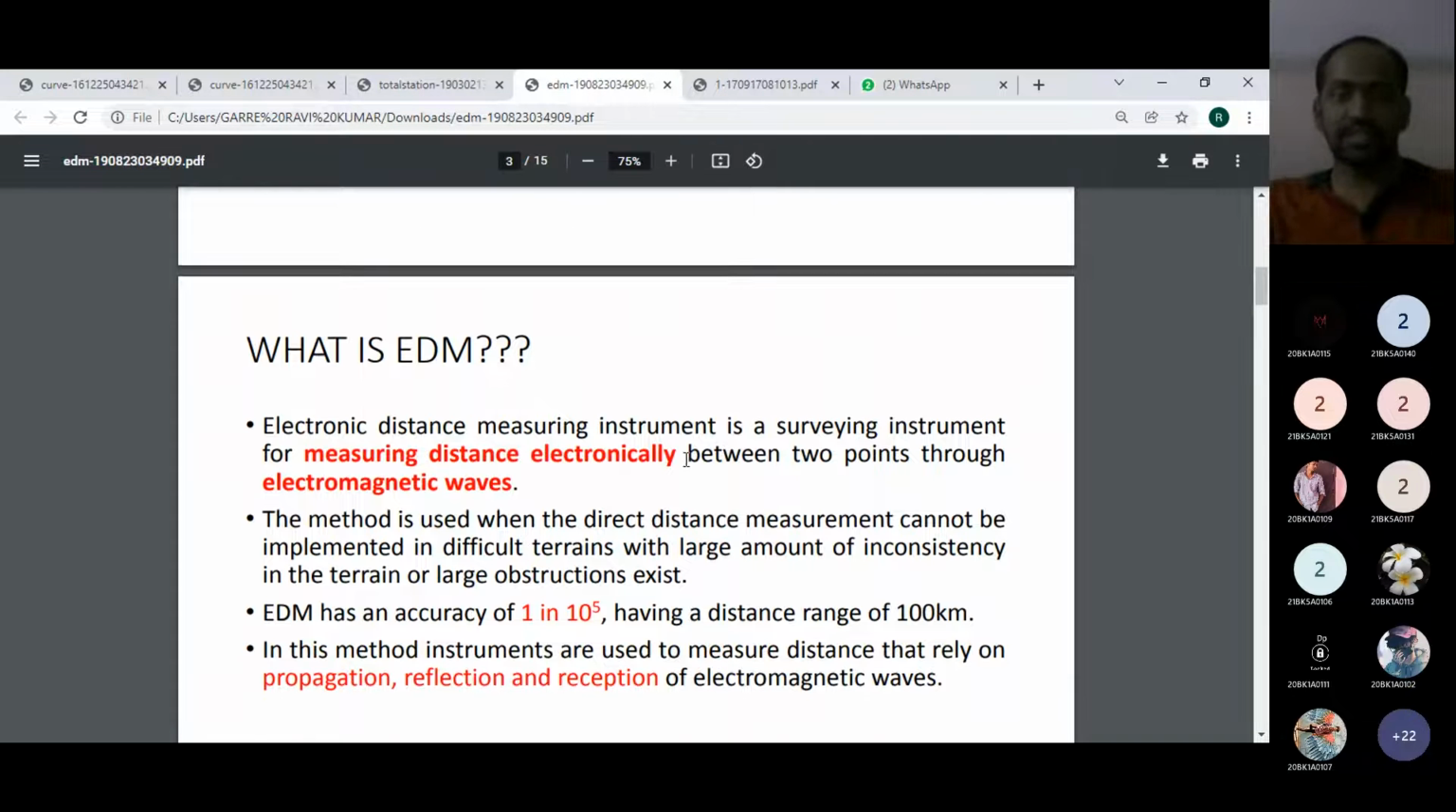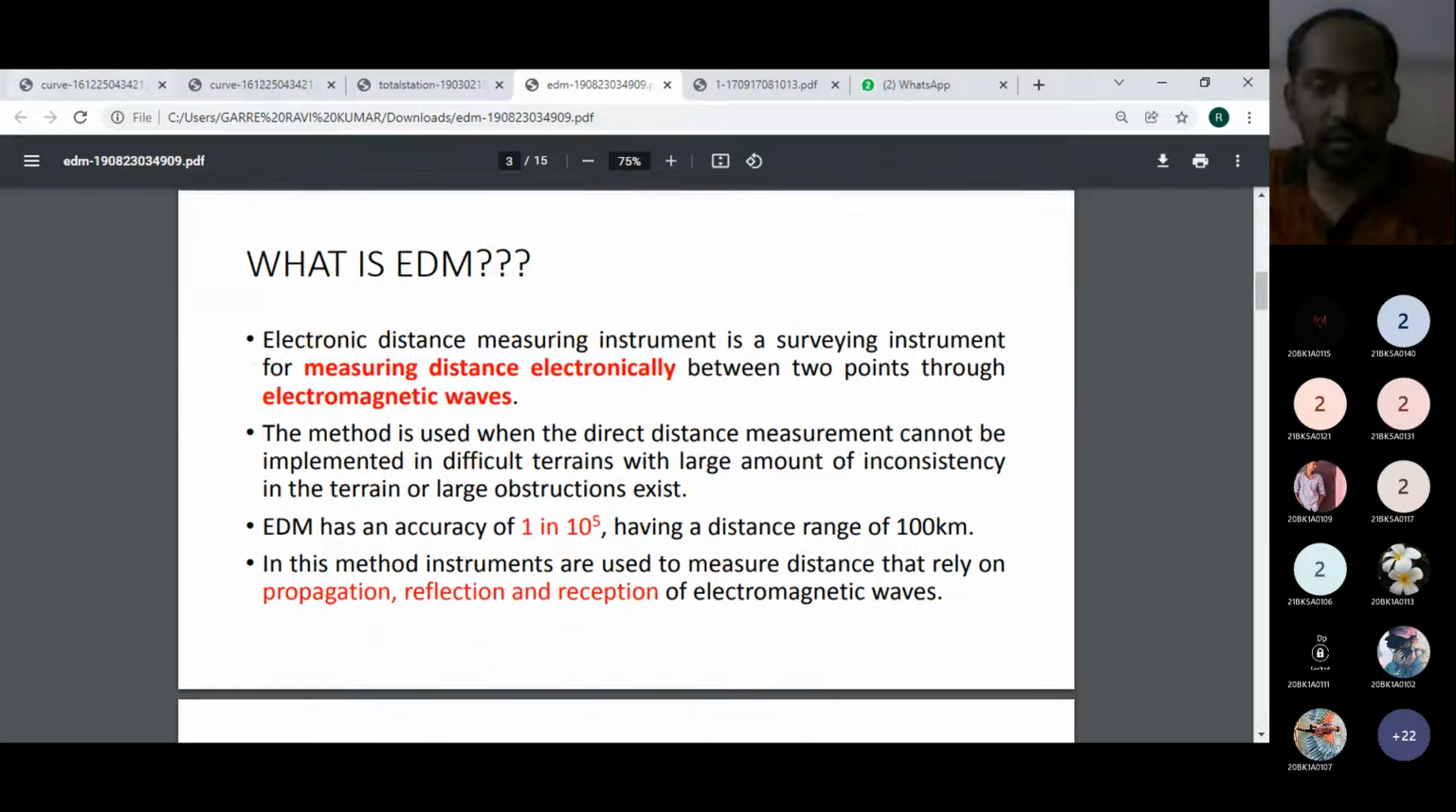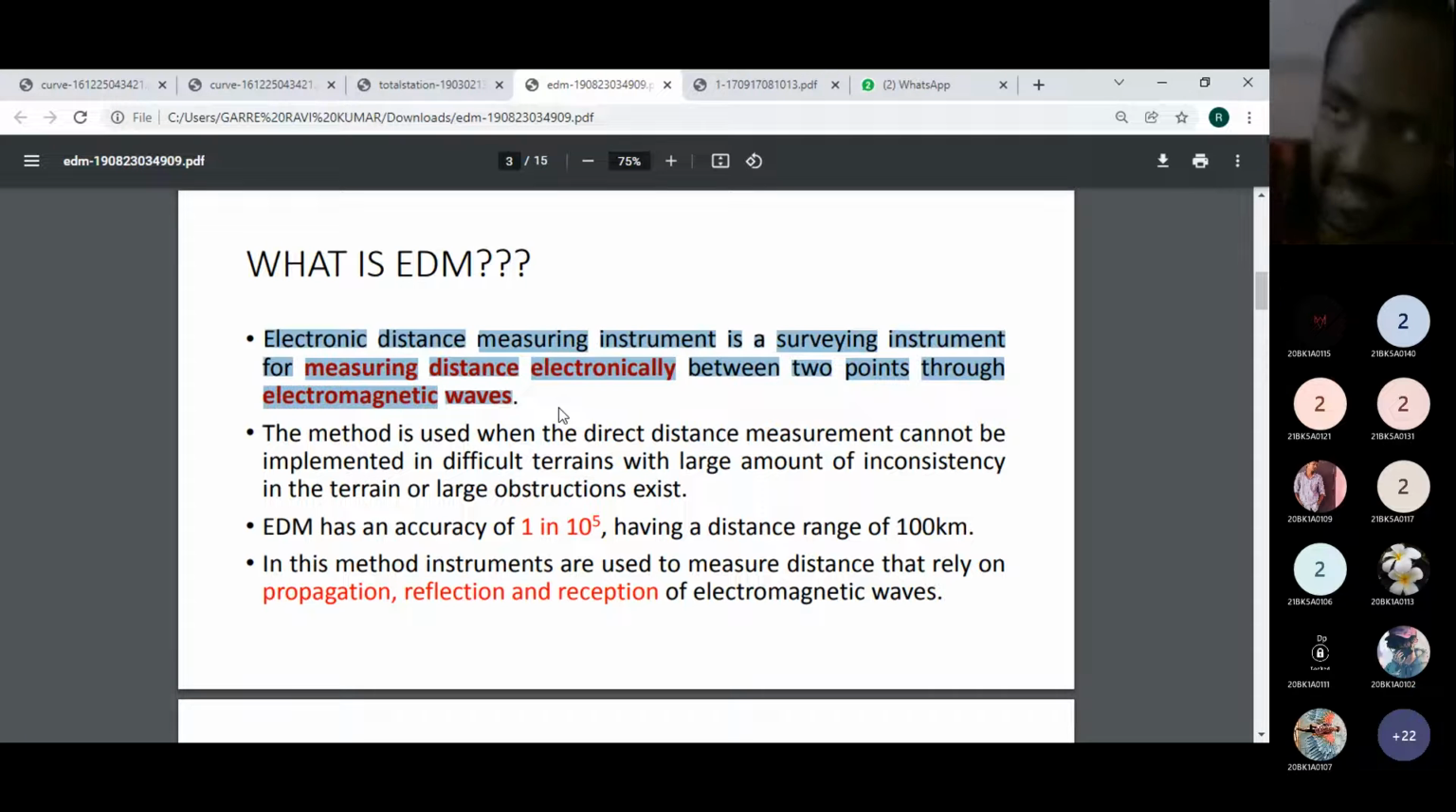First, see what EDM, electronic distance measurement, is. An electronic distance measuring instrument is a surveying instrument for measuring distance electronically between two points through electromagnetic waves. This kind of surveying method is called EDM, electronic distance measurement, and that instrument is simply called an electronic instrument.